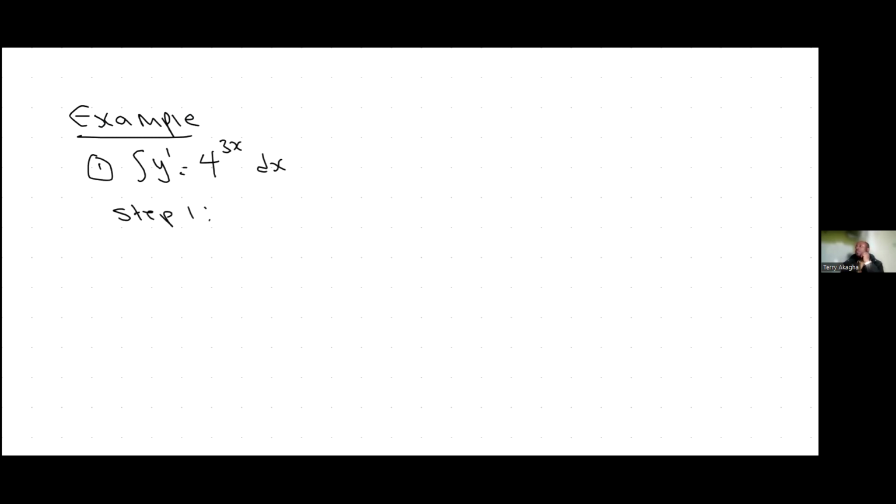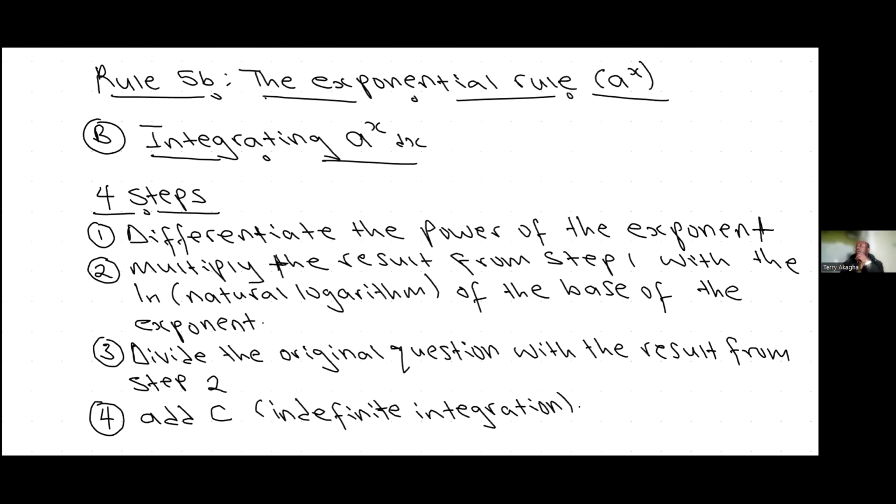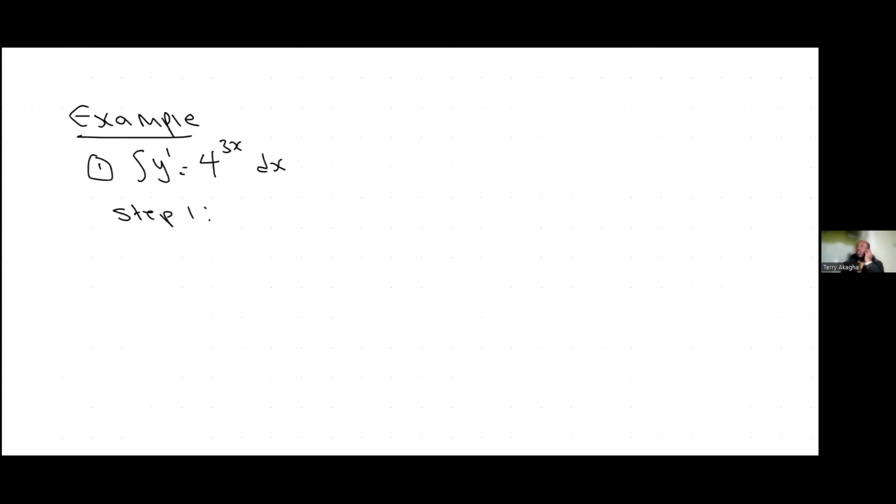So step 1, the first thing to do, we're told to differentiate the what? The exponent. So the power of the exponent. So let's differentiate the power of the exponent now. So the exponent here we have is 3x. And when you differentiate 3x, it's going to give you what? 3. It's important that you go back and have a look at the laws of differentiation in the series and try and look at it.